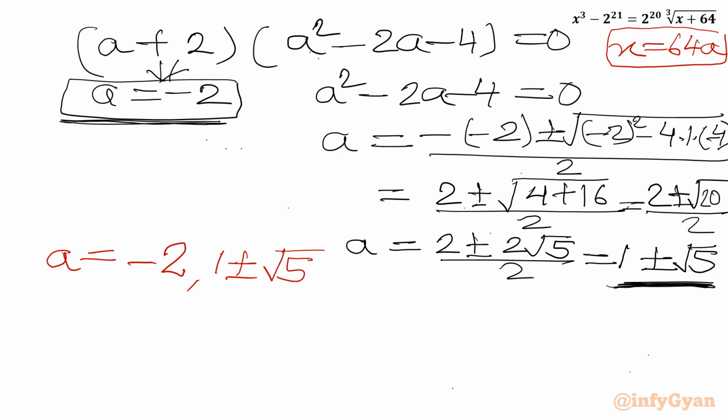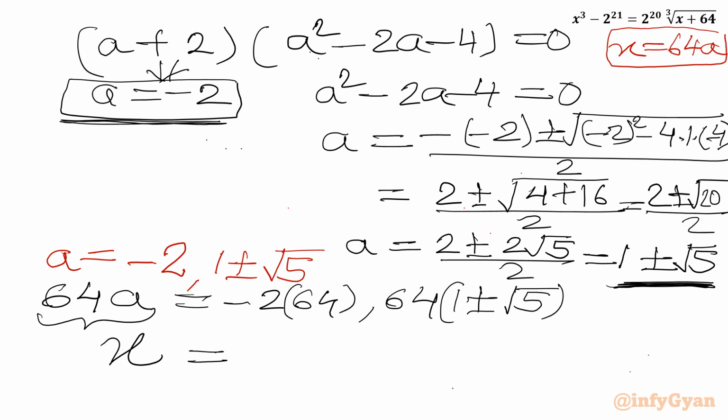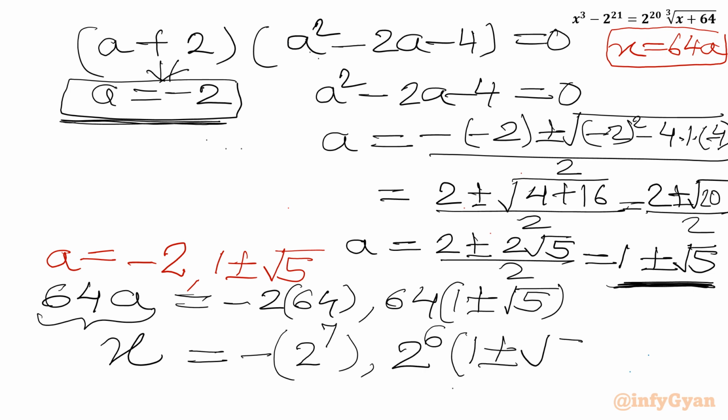Let's multiply both sides by 64. So I will write 64a equal to negative 2 times 64 and 64 times (1 plus minus root 5). So this will be equal to our x. So I can write our answer: x equal to negative 2 raised to the power 7, and 2 raised to the power 6 times (1 plus minus square root 5).